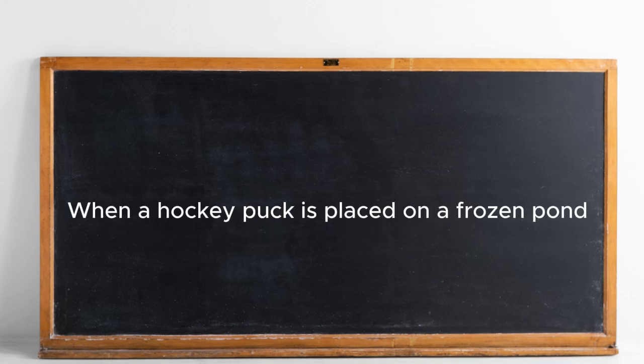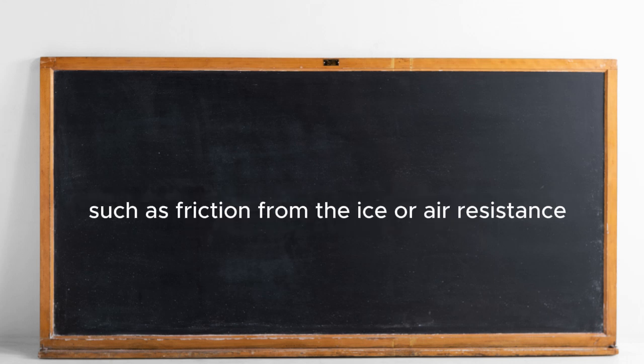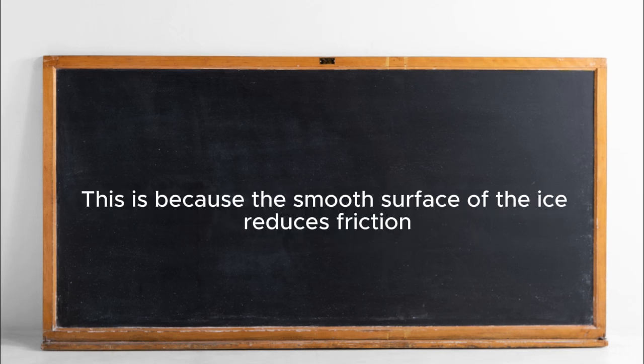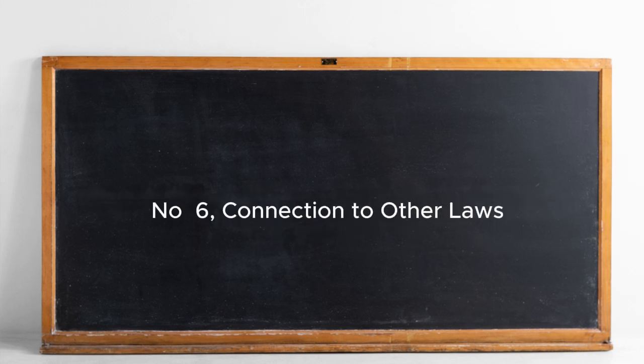Skating on ice. When a hockey puck is placed on a frozen pond, it will continue to glide indefinitely unless acted upon by an external force, such as friction from the ice or air resistance. This is because the smooth surface of the ice reduces friction, allowing the puck to maintain its motion for a longer duration. No. 6. Connection to other laws.